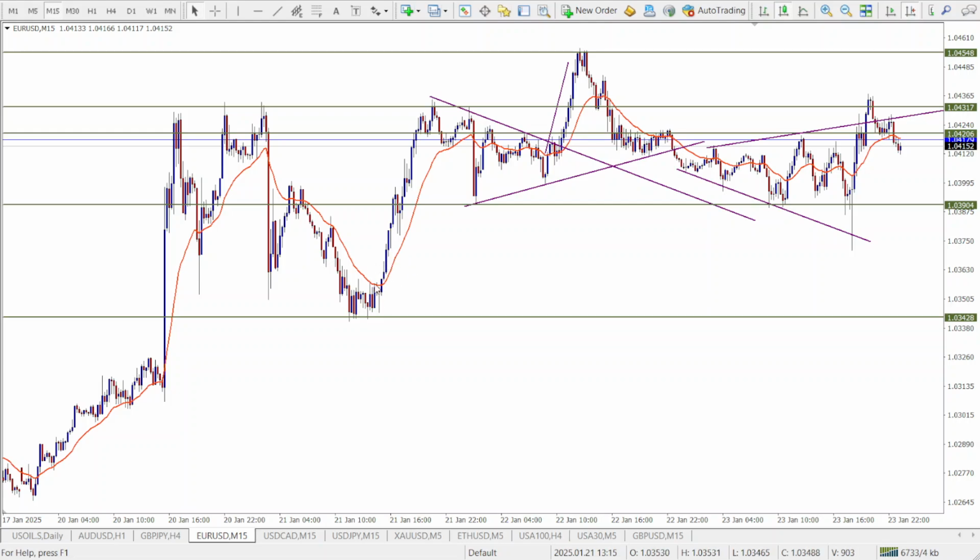You can see that when we have the price bouncing off the support and crossing above the moving average, it was a good buy signal. And you can see how the price went all the way up to this point. It got to this resistance, and then you can see it got rejected again.